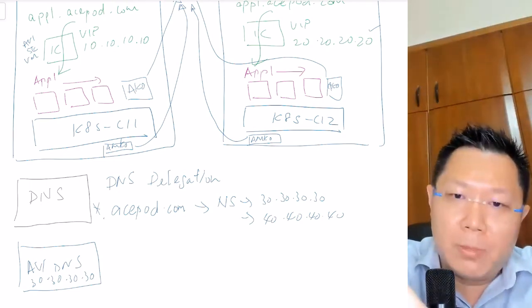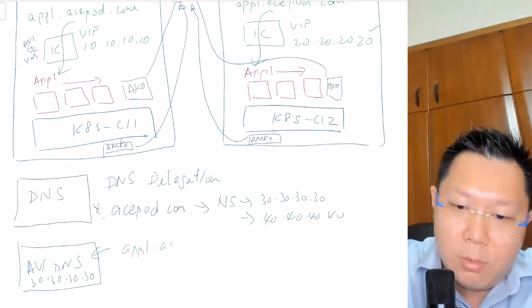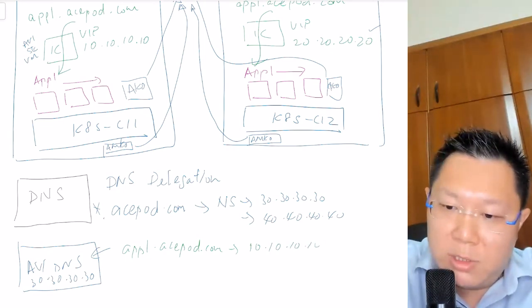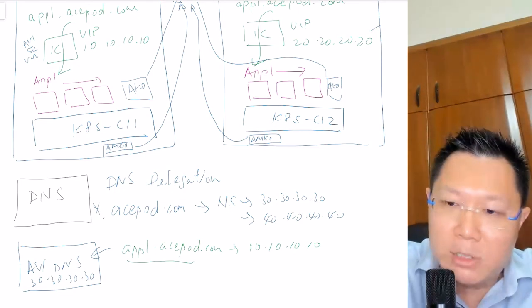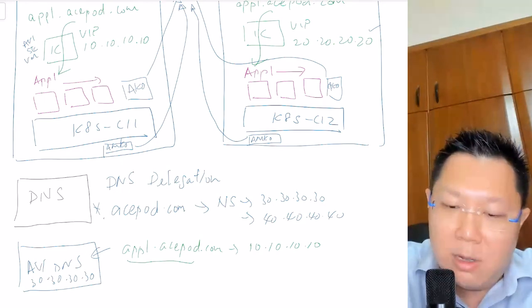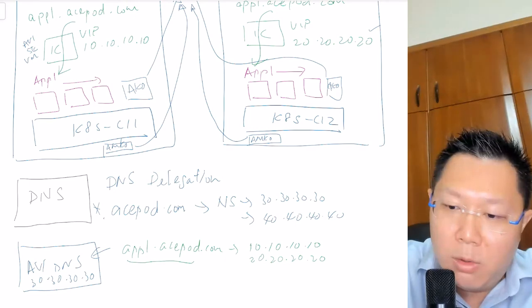for example, I create app one in site one. It will update the DNS with app1.aceport.com, and say this goes to this VIP. Site two is also the same, it's the same URL. Once the application is up, there's a health monitor that actually monitors it. You will update the DNS, update the controller. The controller will talk to the AVI DNS and say, okay, site two is up, so I will update it with my virtual IP address.